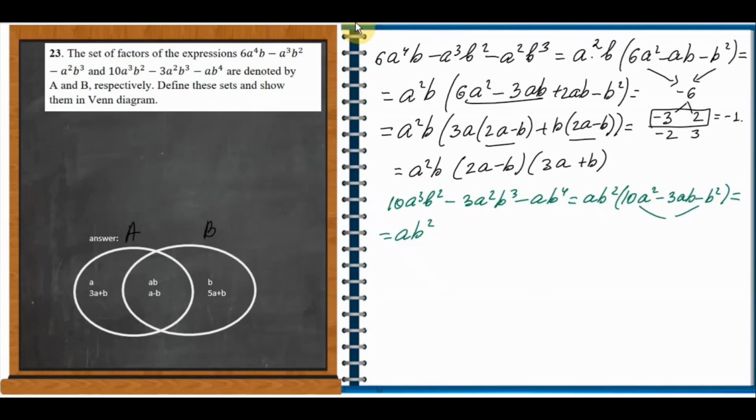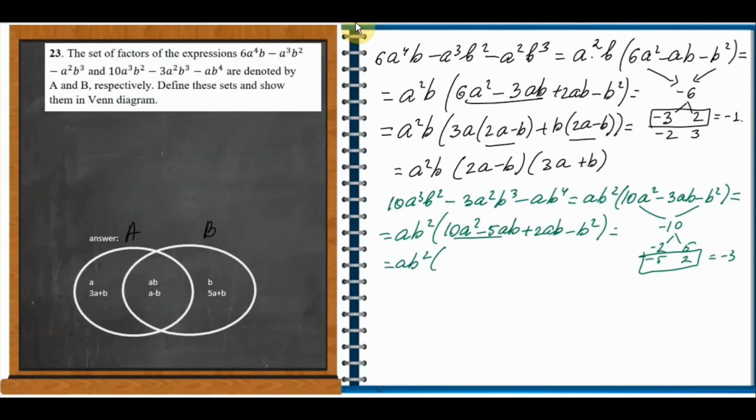We will multiply the first and the last coefficient, which is -10, and split -10 in such a way that the two numbers' sum is -3. So it's going to be -2 and 5, or -5 and 2. The sum must be -3. Therefore, we will take the second pair because their sum is -3. Now, we will write 10a squared minus 5ab plus 2ab minus b squared, all multiplied by ab squared.